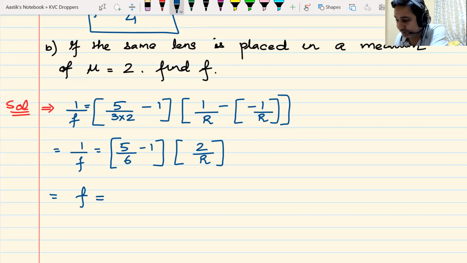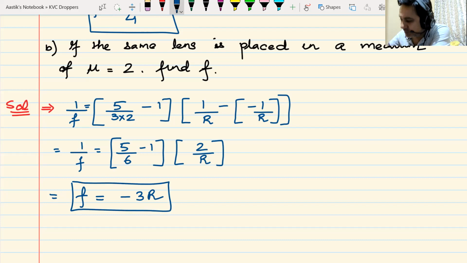No answers? Not confident enough to solve this? Yes? 3R. You again missed the most important point, the point which I was trying to make. It will be coming as minus 3R, my dear friends. Minus. That is the most important point that I was insisting on.